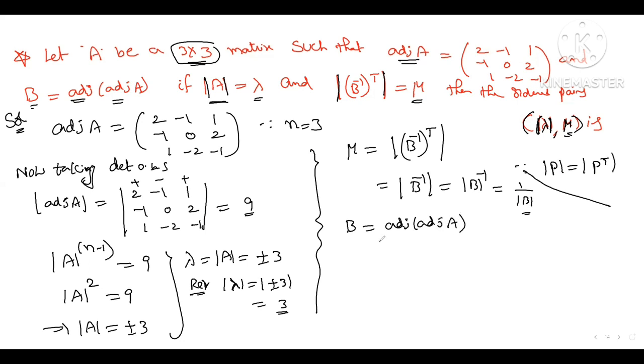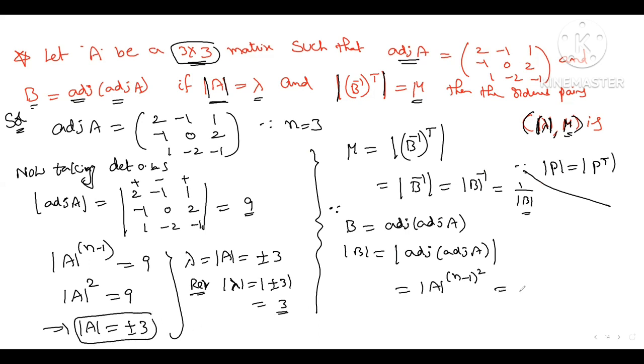Now taking determinant on both sides, det B is equal to det of adjoint of A. What do we get here? Det of adjoint of A is nothing but (det A) to the power (n minus 1) whole square. We have one formula. But det A value here, we have got plus or minus 3. So plus or minus 3 to the power (n minus 1) whole square.